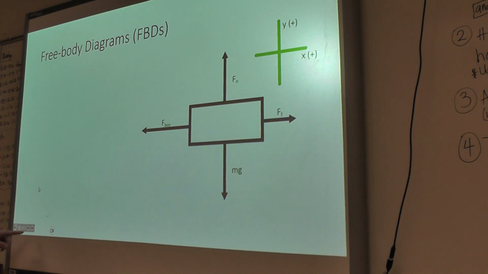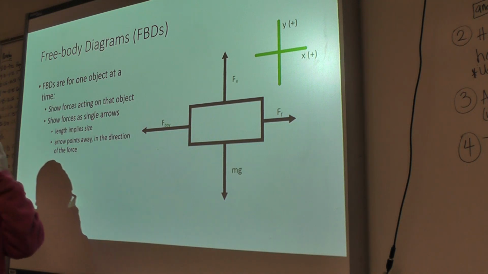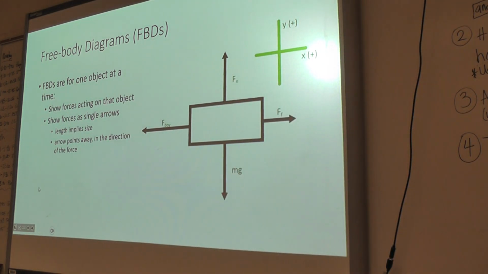When it comes to drawing these pictures that I call free body diagrams, basically what free body diagrams do is, for any object, they show all the forces acting on the object. And they show the forces as arrows, and there's a couple rules. One is, if we know something about the size or the relative size of a force, we try to use the length of that arrow to indicate that.